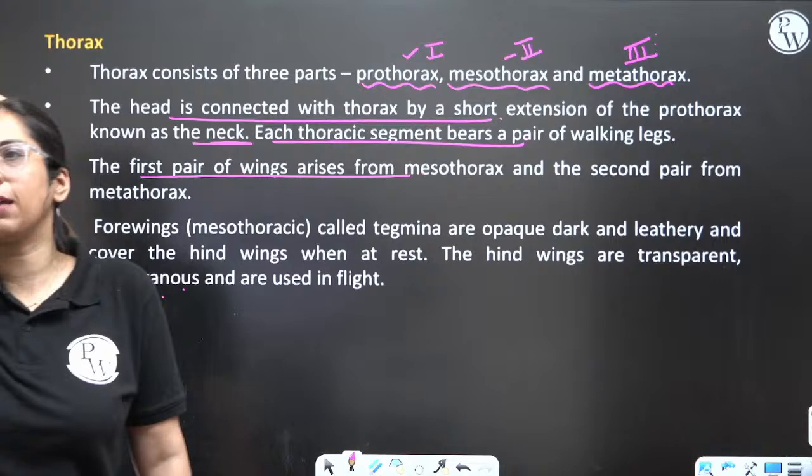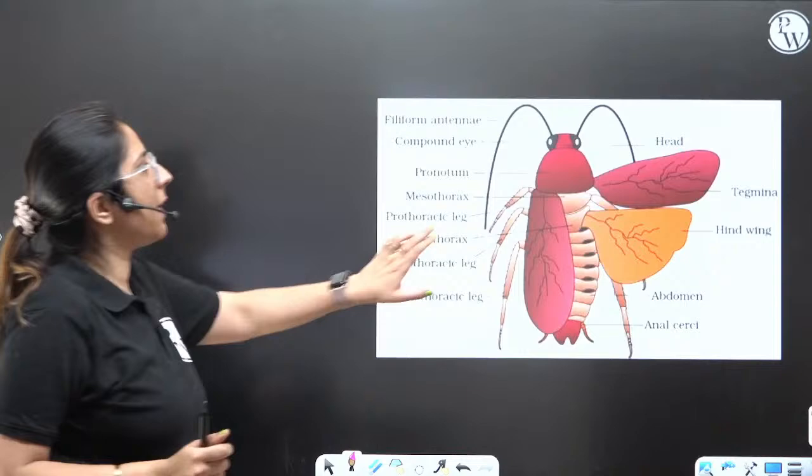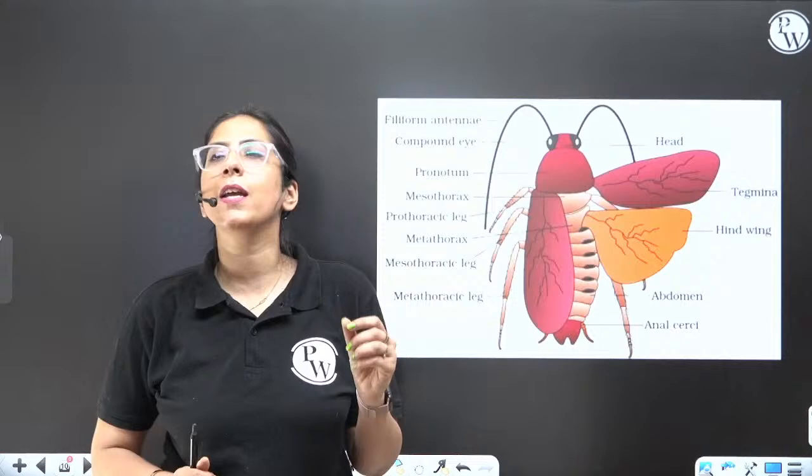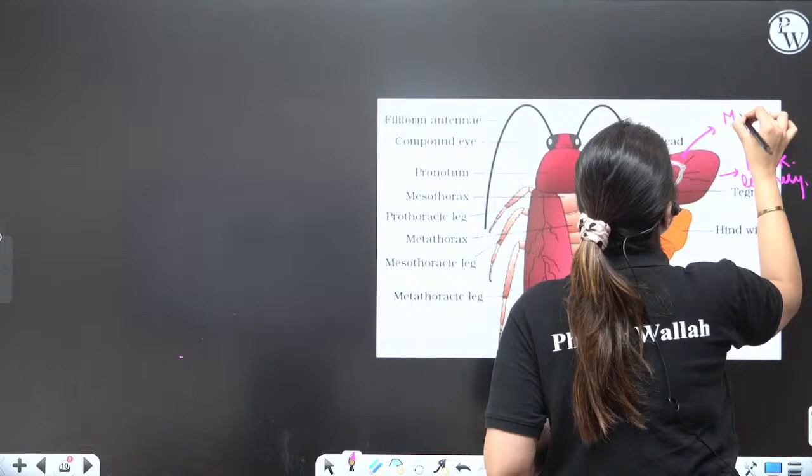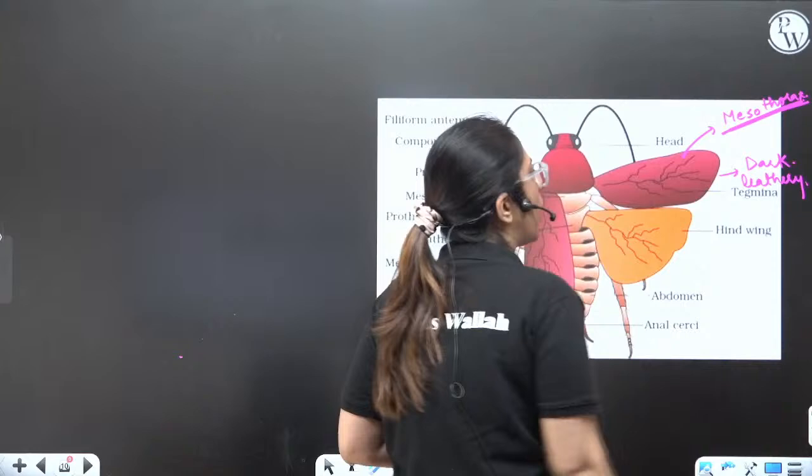Okay. Now here you will see there is a first pair of wings and this is a second pair of wings. This one is termed as tegmina, and tegmina is dark and leathery. And from where does it arise? It arises from the mesothorax. And the last one arises from the metathorax.